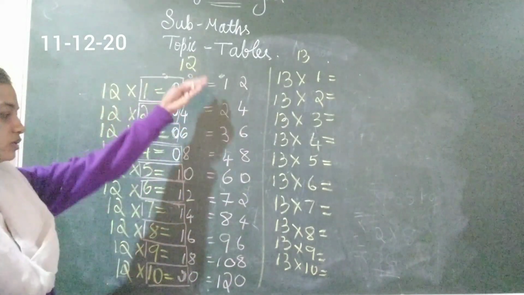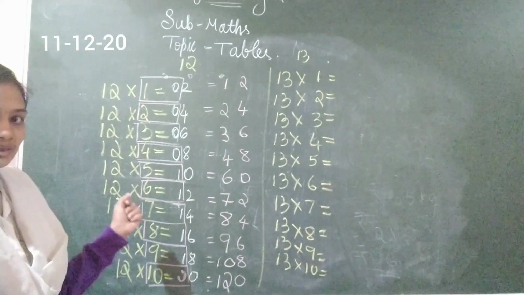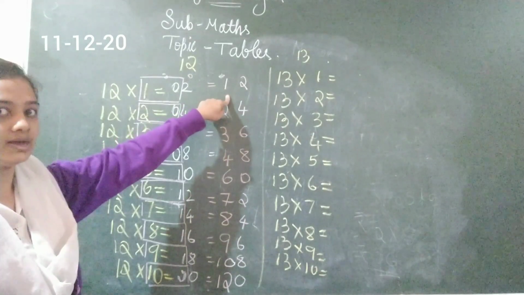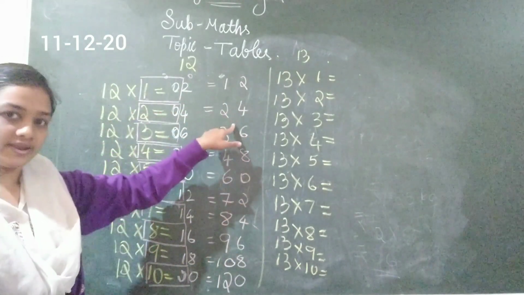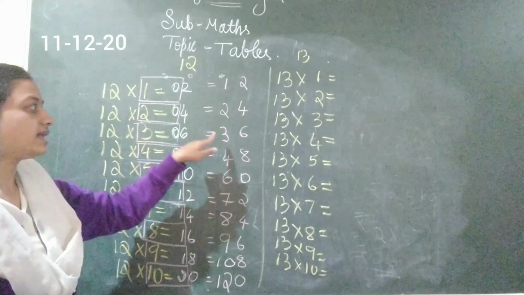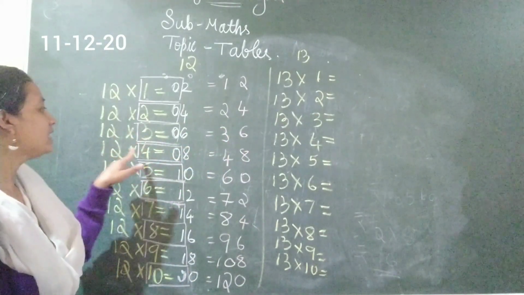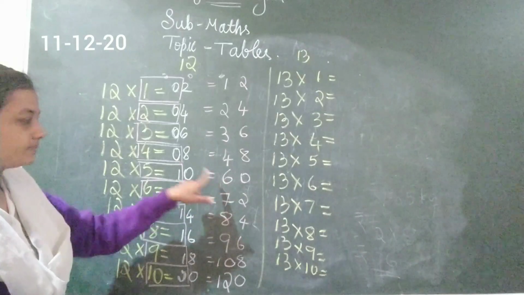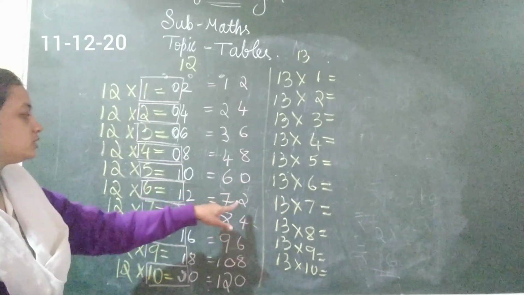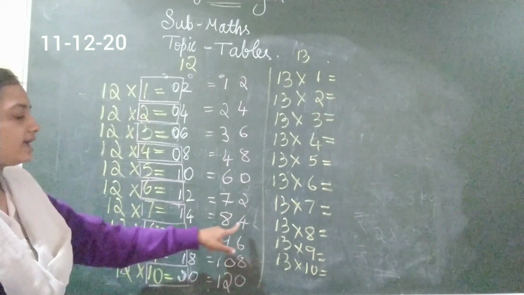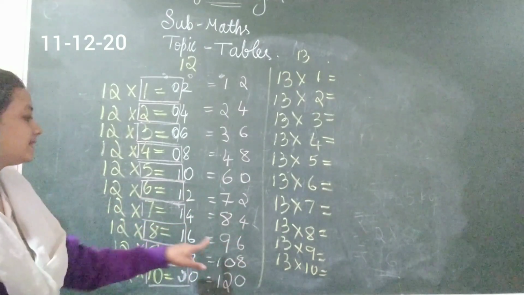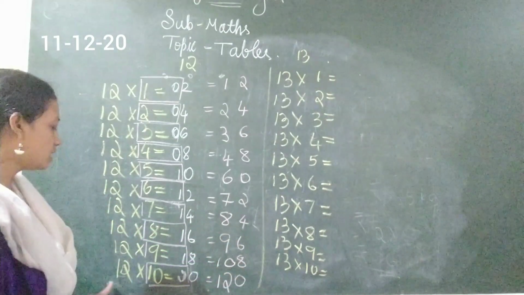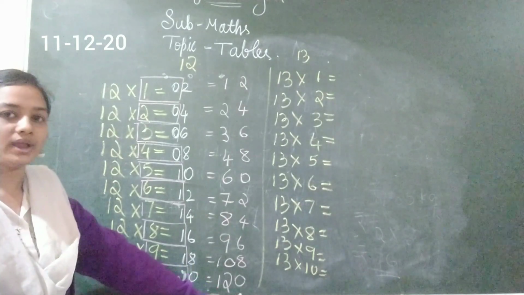So here are the values for the 12 table. Let us just orally say the table. 12 ones are 12. Repeat after me, children. 12 twos are 24. 12 threes are 36. 12 fours are 48. 12 fives are 60. 12 sixes are 72. 12 sevens are 84, 12 eights are 96, 12 nines are 108, 12 tens are 120.